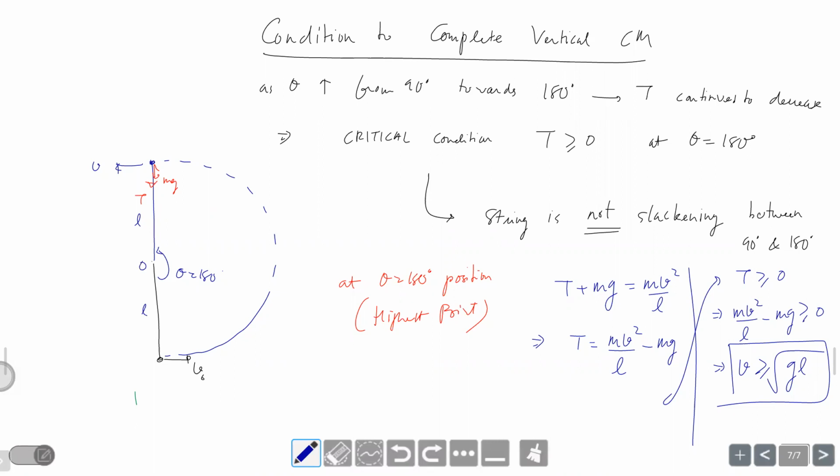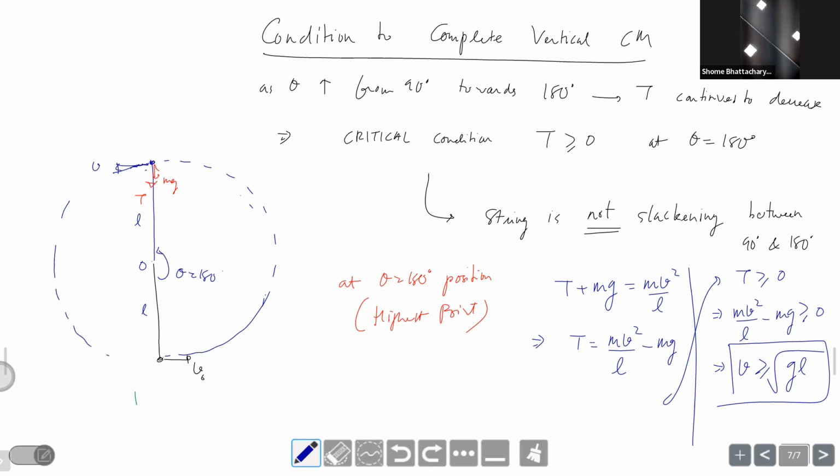Sir, what will happen when V is equal to root gL? That's what I'm saying. When V is equal to root gL, just momentarily at the top, the tension is 0. But the speed is there, right? So the particle will continue here, and the moment it crosses that 180, again the tension will become non-zero. So the string will pick up tension. So it will complete vertical circular motion. But while it's going through vertical circular motion, your tension is reducing from a non-zero quantity just about to 0 at this point, and then again continuing building on.